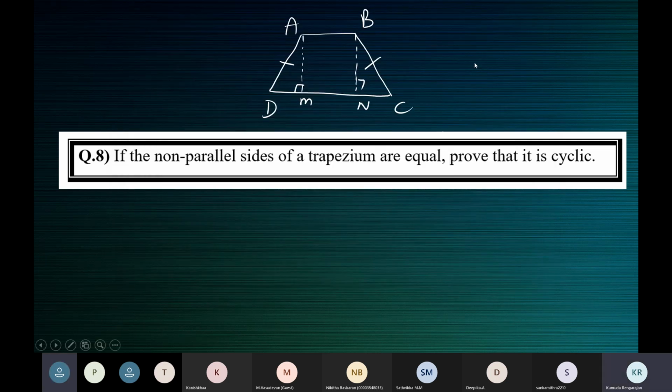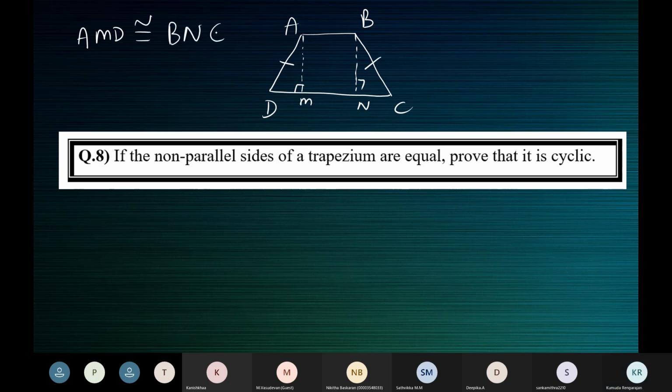So construction: draw AM and BN perpendicular to CD. Very simple proof. Now, please help me prove that triangle AMD is congruent to triangle BNC. Please help me prove this.